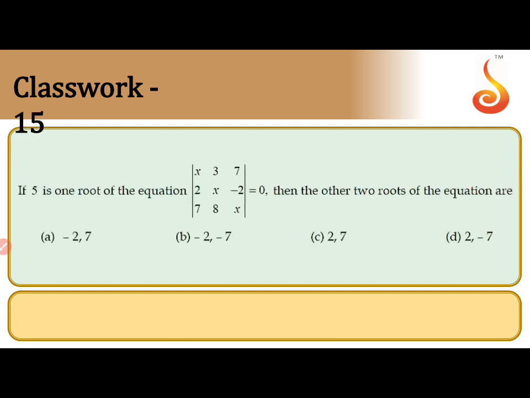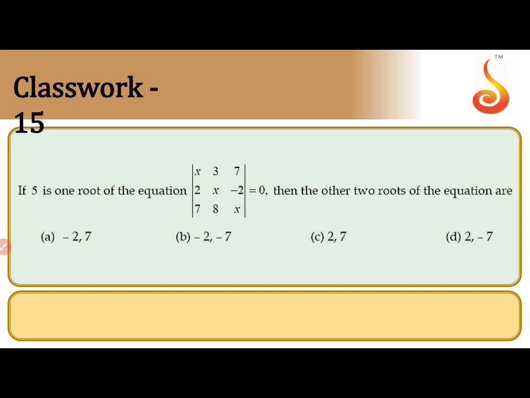Next, 5 is the root of an equation, then find the other two roots of the equation. Just before, we did the same model question. Here 5 is the root of the equation, and we need the other two roots. So that means you have to apply a condition. If you add the rows, what comes? x plus 10 will come. Here x will come, x plus 15 will come.